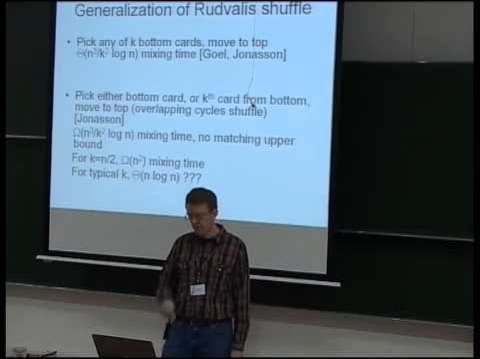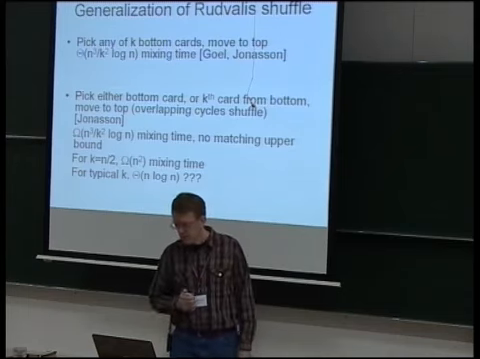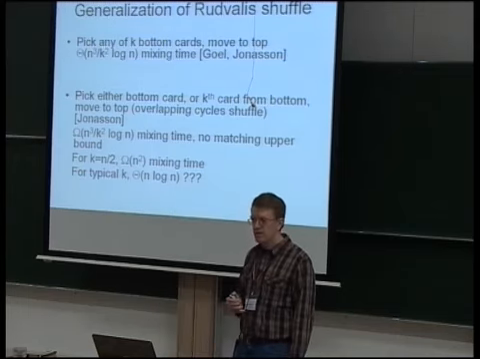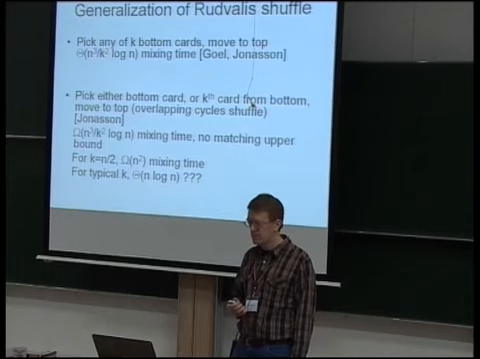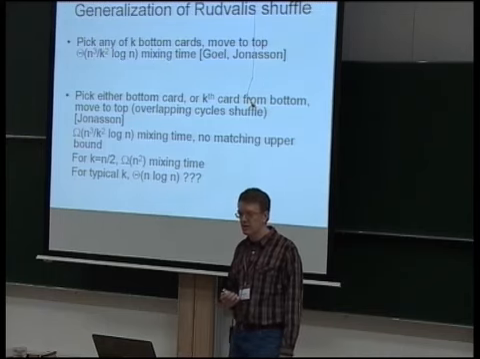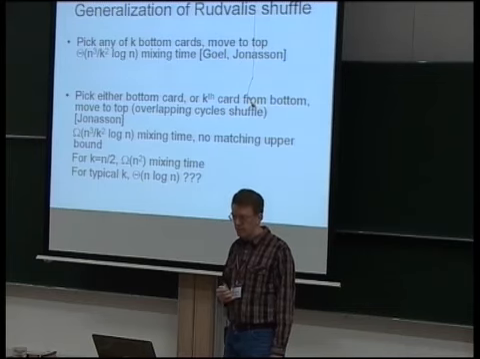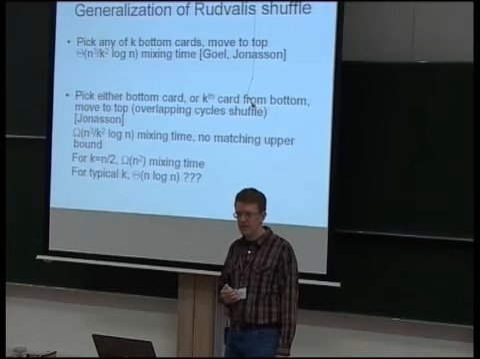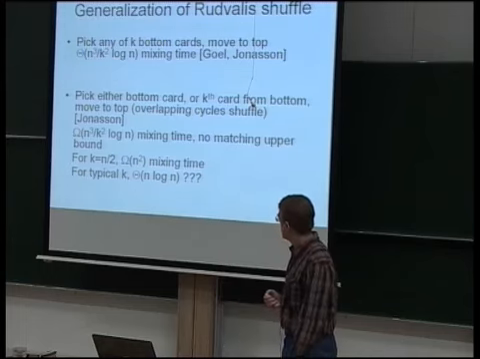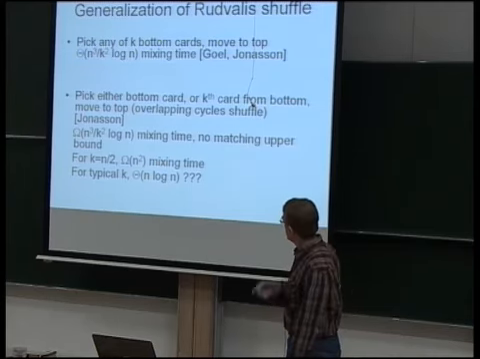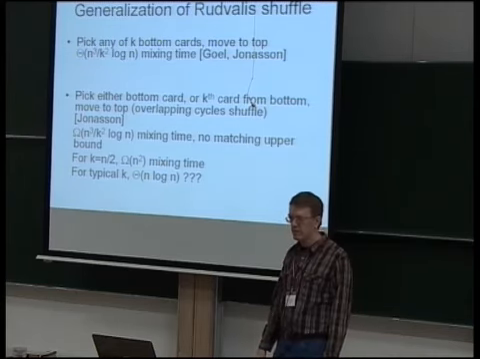And for any fixed rational, if k is equal to that rational times n, then it's going to take order n squared time to mix. But he conjectured that for typical values of k, it would take order n log n time, just like this other shuffle would for typical values of k.